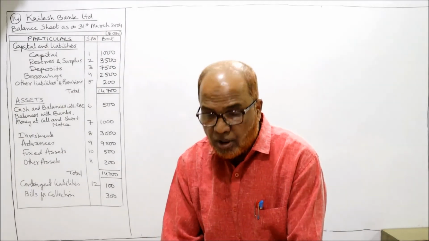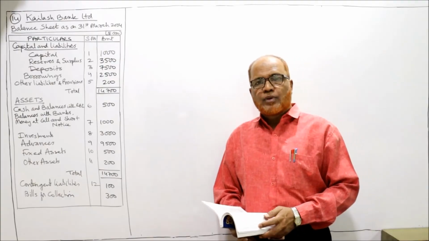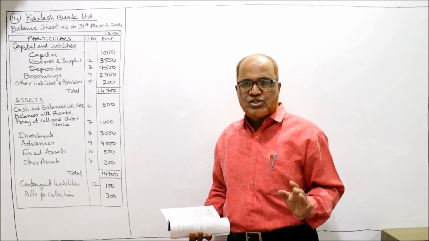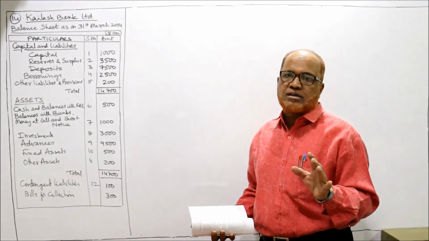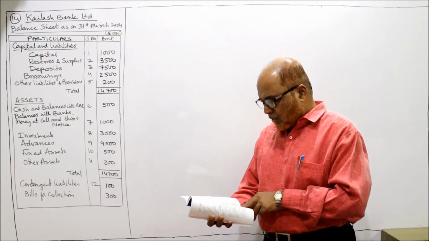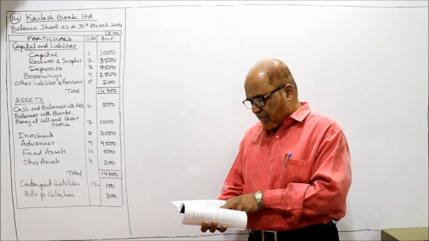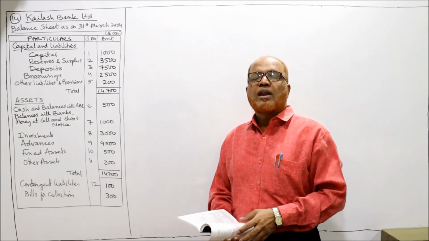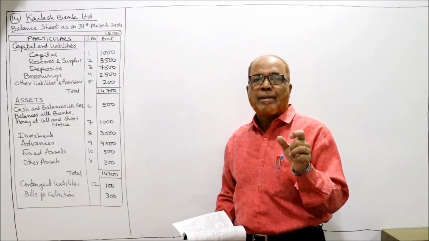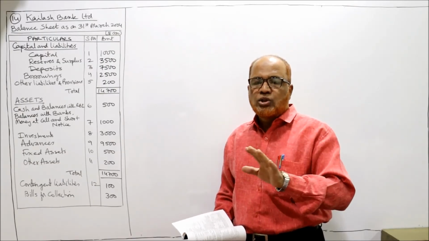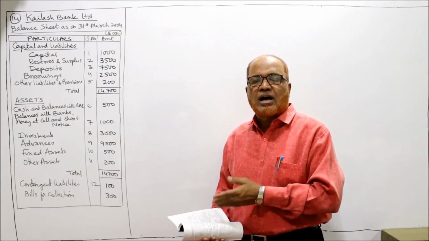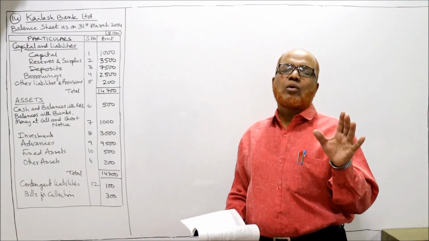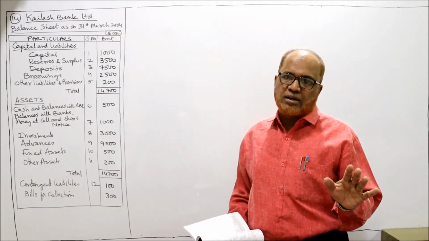Now 14th problem. See the problem carefully. Hope everybody is having the hard copy of all the problems from the link in my description. So keep it ready always. Again I am repeating. Then 14th problem. From the following information after preparation of schedules, prepare the balance sheet of Kailash Bank Limited as on 31st March. So we are required to make the balance sheet of Kailash Bank Limited. There is no need to make the schedules. It is given that after making the schedules, all the values are given. So we are required to make only balance sheet, no schedules are required, right?